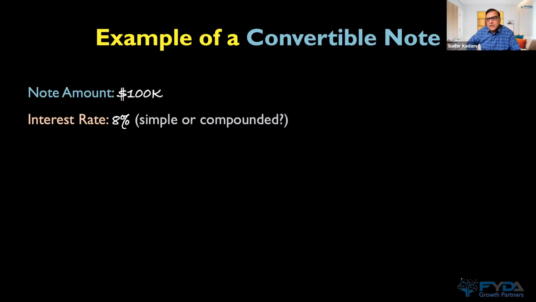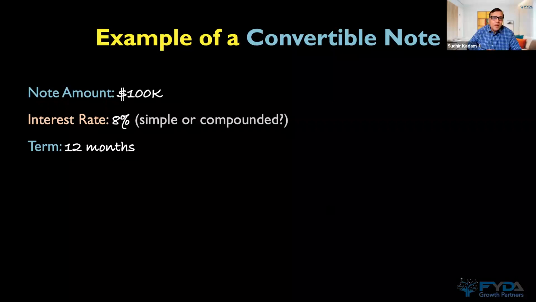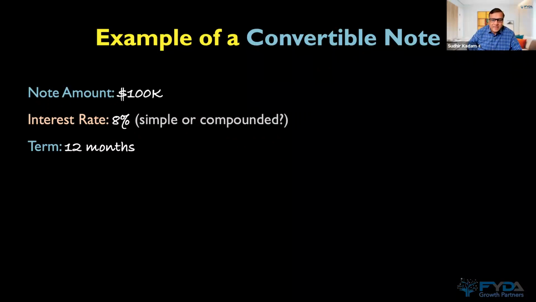Now that interest rate can be a simple interest rate or it could be a compound interest rate. And that is again a matter of negotiation that you have. Then you have the term of the debt, which means at the end of 12 months, you are actually liable to pay back the note amount with that interest, which you have agreed to. So that's the term.